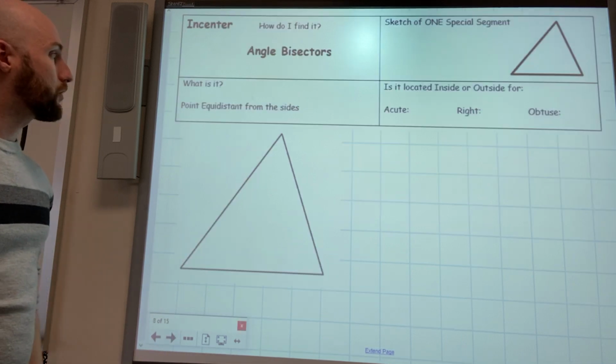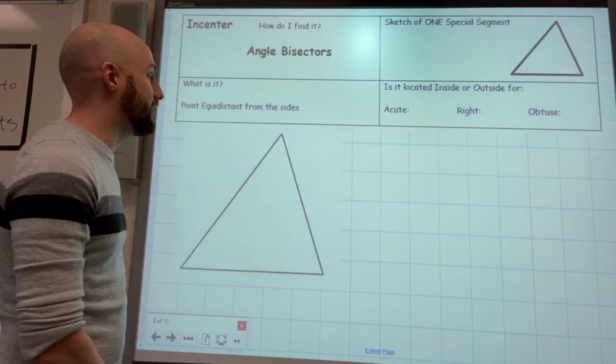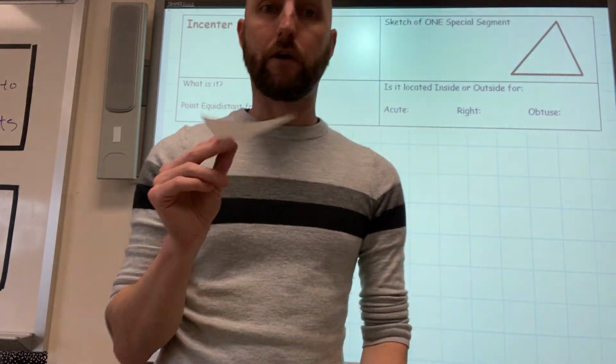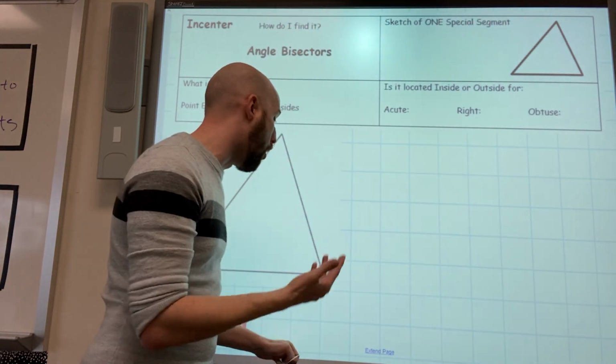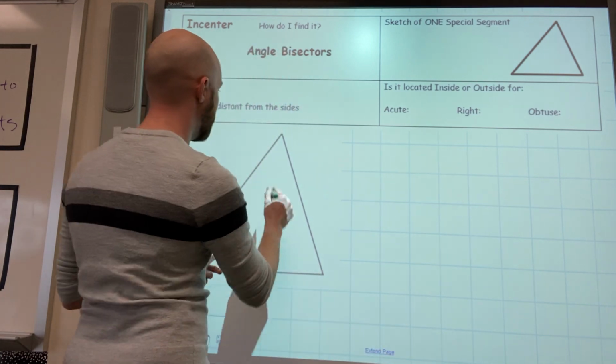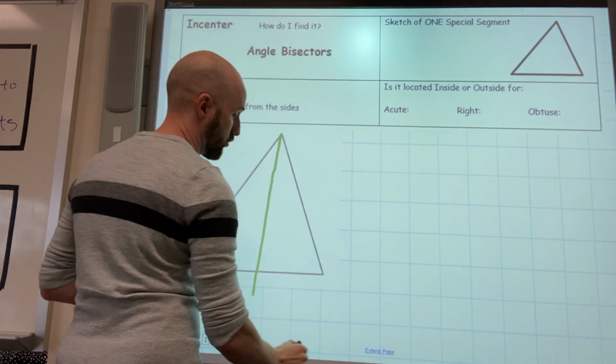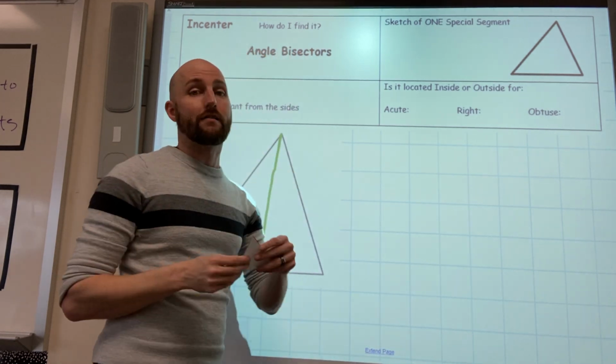Okay, the next one that we're going to create is the in-center, and it's created by angle bisectors. So I'm going to pick up my new triangle. How I create an angle bisector, the goal is to basically get this angle split exactly in half and then just extend the line across. Now, I want to make sure we do that as accurately as possible.